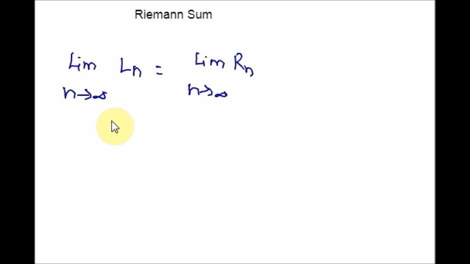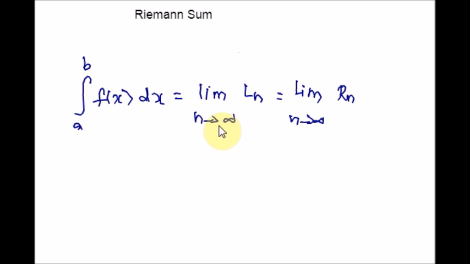The definite integral of the function f of x on the interval a comma b can be denoted by integral over a to b f of x dx, and this is the common value. This can be written as limit n tends to infinity Ln, which is equal to limit n tends to infinity Rn. So after the next few examples we will get a better idea of what all of this means.